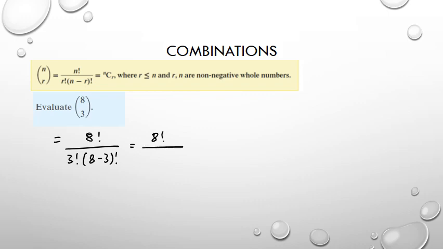So then we get 8 factorial over 3 factorial times 5 factorial, which we then get 8 times 7 times 6 times 5 factorial. 5 factorials cancel, and then 3 factorial is 3 times 2, which then gives us a 6. So we actually have 6 because the 5 factorials cancel. You have 3 times 2, which is 6. 6 and 6 cancel, so then we're left with 8 times 7, which is 56.